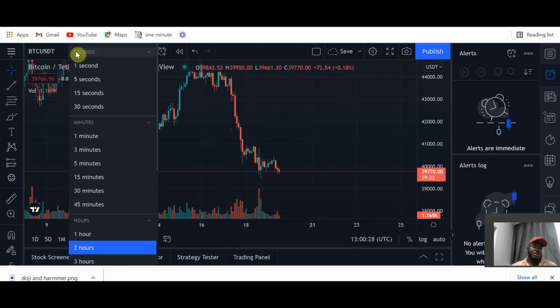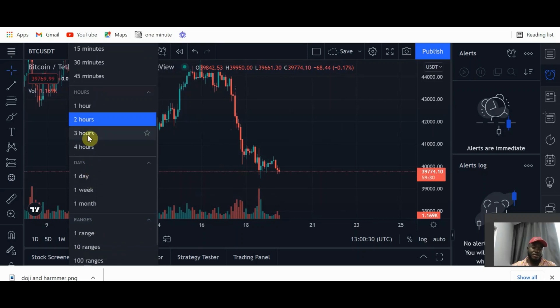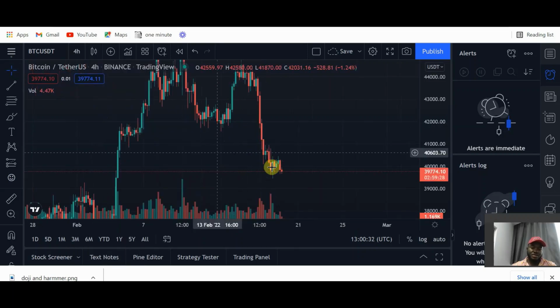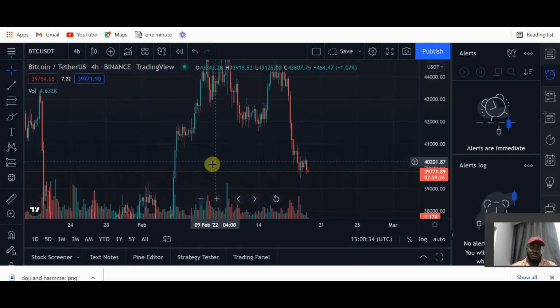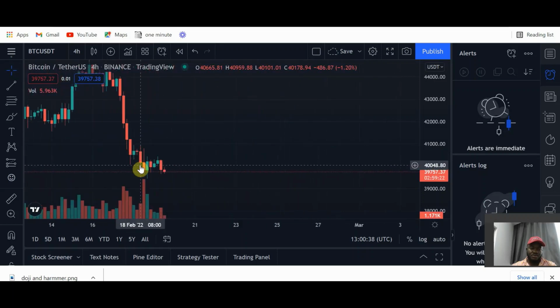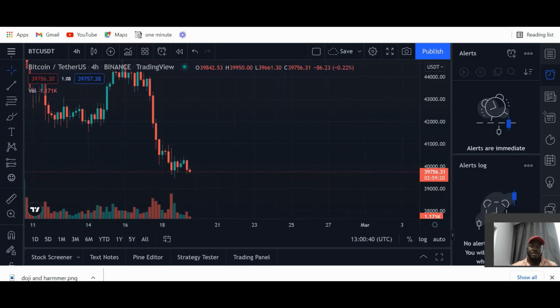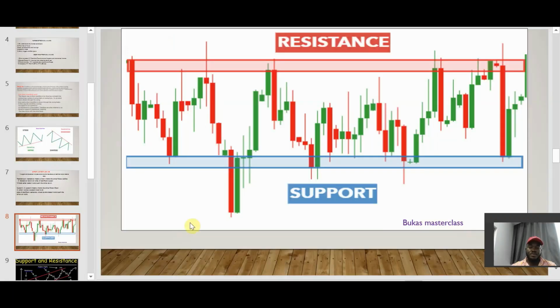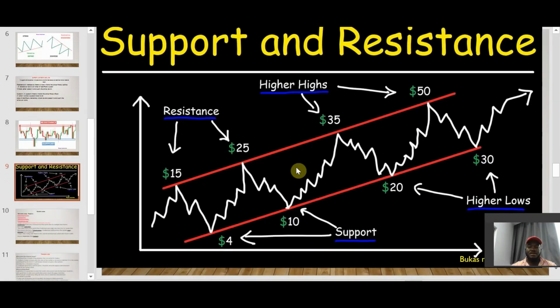This is a 2 hour chart. Before you get confused, this is a 2 hour chart. The one we were using before is the 4 hour chart. So this is a 2 hour chart, to show you very clearly what's going to happen in a 4 hour period. So this is all about support and resistance.